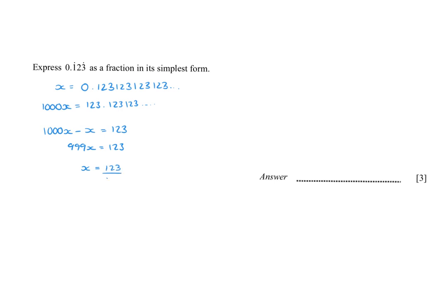And you can see what we're doing there is we're turning x into a fraction. So x was originally our decimal. It's now a fraction. Last thing I need to do is simplify this. Both of these numbers are divisible by 3. It's actually going to simplify to 41 over 333.